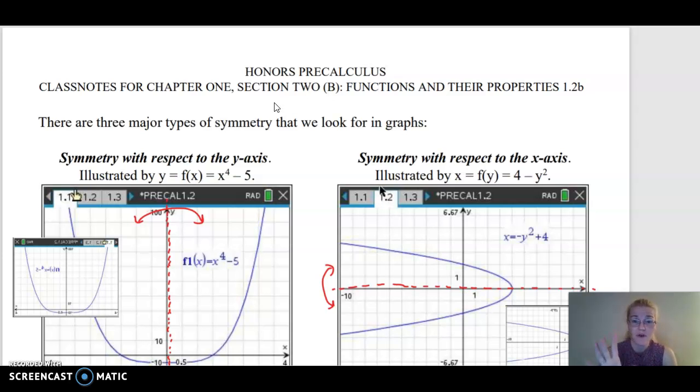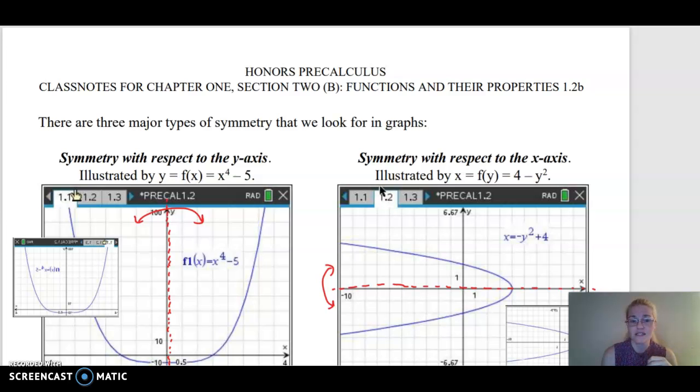This is my PDF of all of my extra notes written on top of the class notes for Chapter 1, Section 2, Part B, so the last little bit of Section 1.2 of our textbook. So we've talked about lots of different properties of functions, so now we're going to look at a few more. Specifically, there are three major types of symmetry that we look for in graphs.